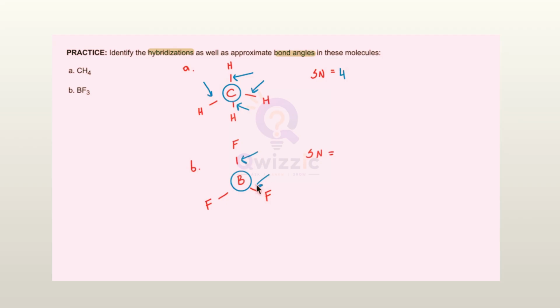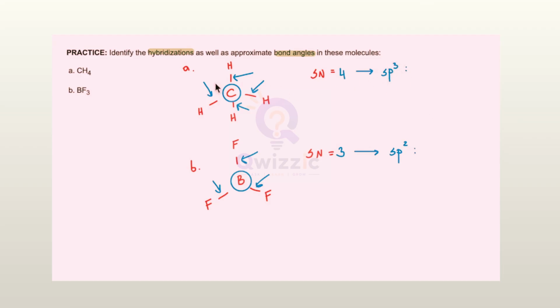Because we have 3 boron-fluorine bonds. Based on steric number, we can determine hybridization. We have to recall that steric number of 4 means that hybridization is sp3, s1p3, right? 1 plus 3 equals 4, so that's very easy to remember. And now, if steric number is equal to 3, we will have s1p2, right? Or basically sp2. And those hybridizations also correspond to specific bond angles.